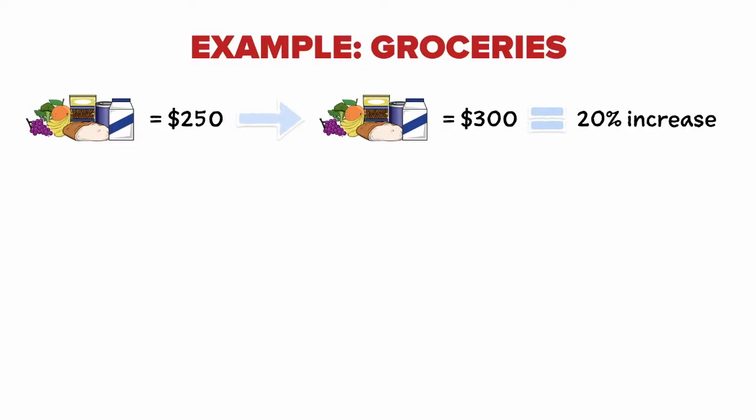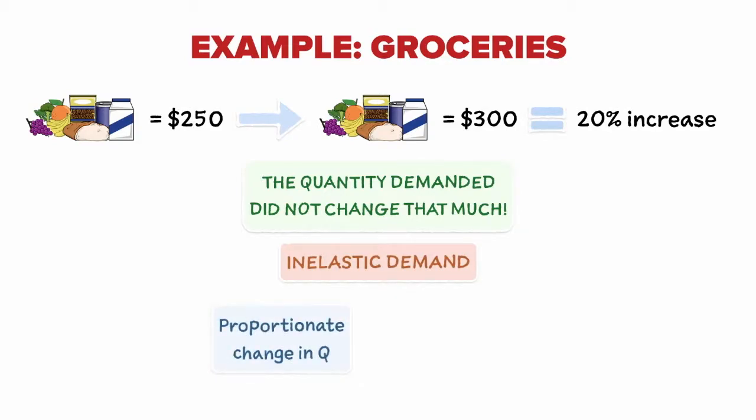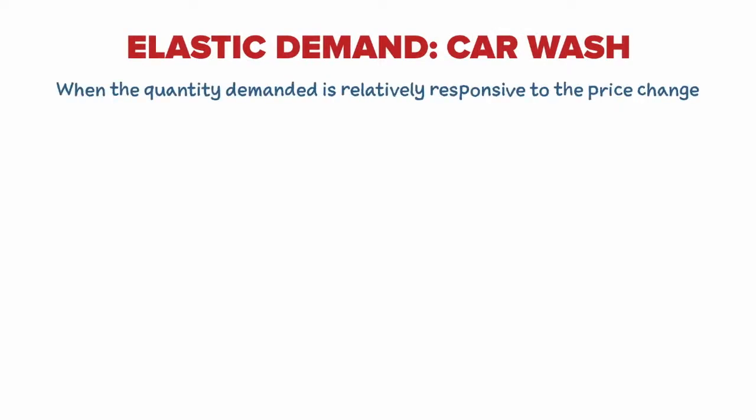So what have we shown? Basically, the quantity demanded didn't change that much, but the price was increased by 20%. So in this situation, the quantity demanded was relatively unresponsive to the price change. This is called inelastic demand, as the proportionate change in quantity demanded was less than the proportionate change in price. The opposite situation is called elastic demand. It occurs when the quantity demanded is relatively responsive to the price change.